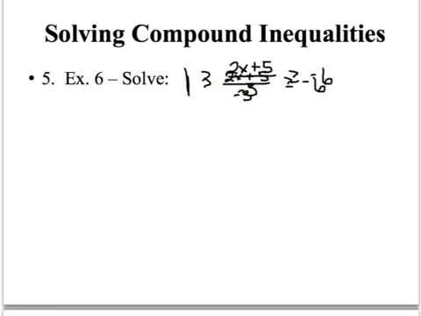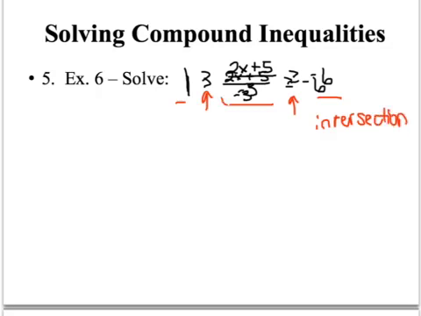Okay, the next example looks a little different than what we've done. But instead of using the words and or, we have more than one inequality symbol. So each of these inequalities is going to break it up into 3 parts. When you see something like this, you want to think it's an intersection.